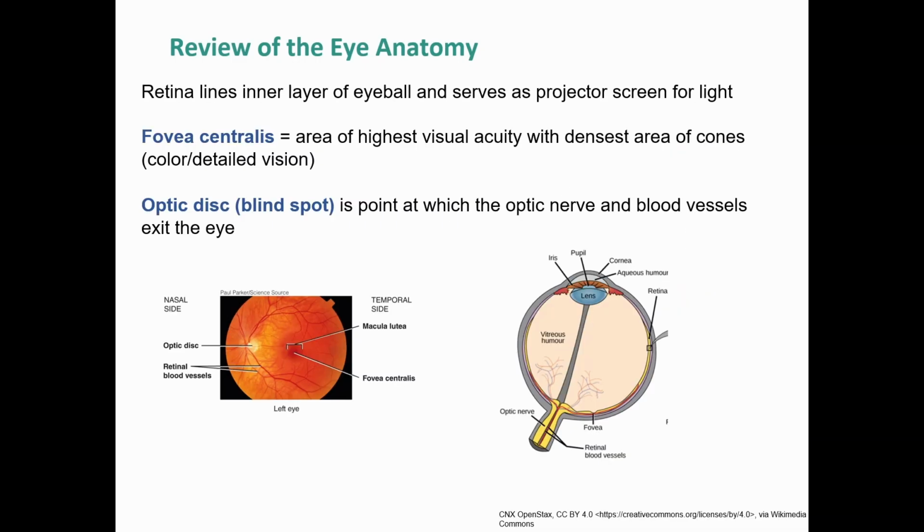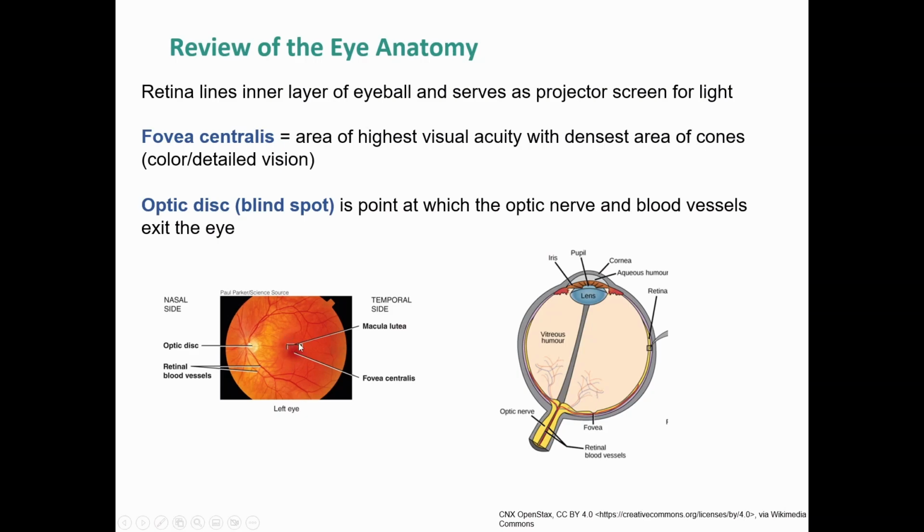Another key part is the retina. The retina is this inner layer of the eyeball. It's basically like a big screen for light to hit. And again, I mentioned it earlier, but I'm mentioning it again, the fovea centralis. Again, this is the area that we are trying to focus light on. All right, so the fovea centralis is kind of near the central point of the retina.